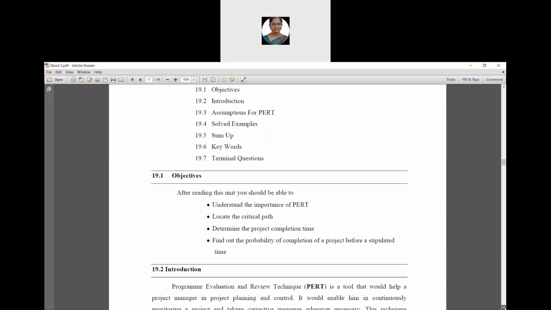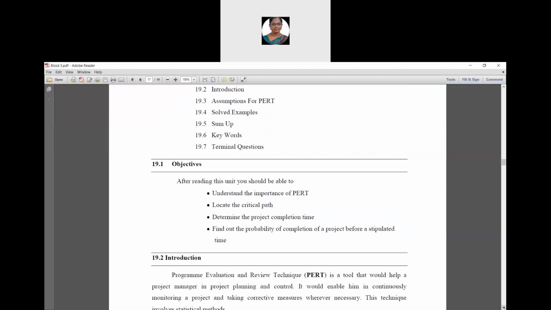First, the objectives of this unit. After reading this unit, students should be able to understand the importance of PERT, to locate the critical path, to determine the project completion time, and to find out the probability of completion of a project before a stipulated time.